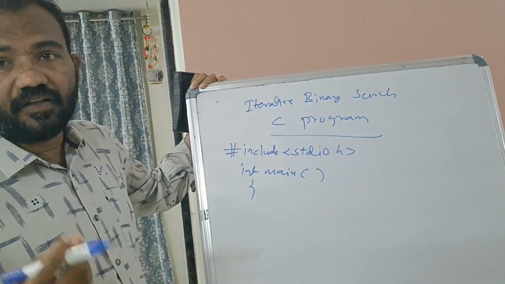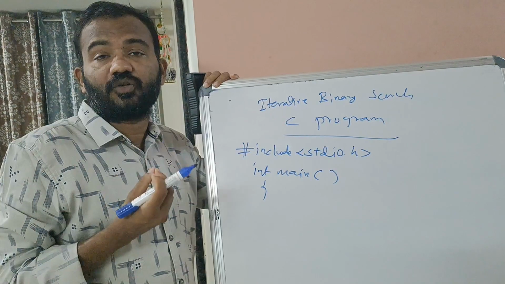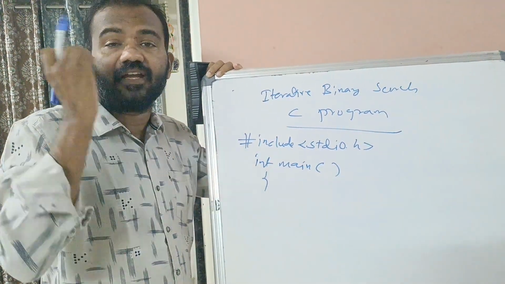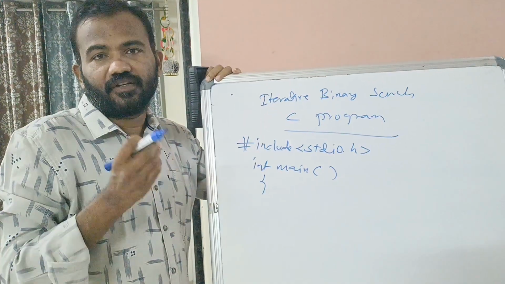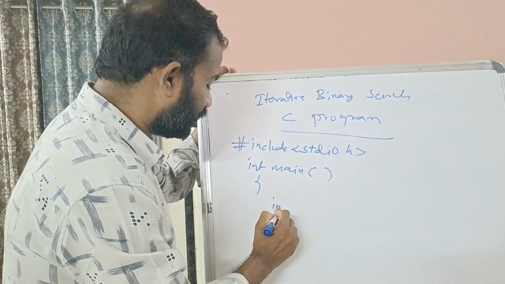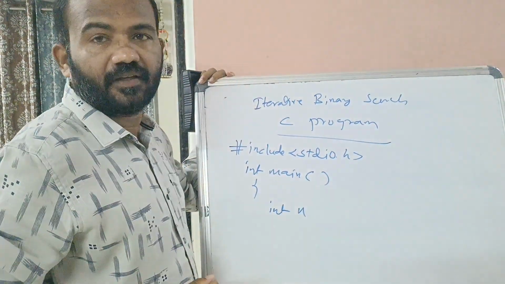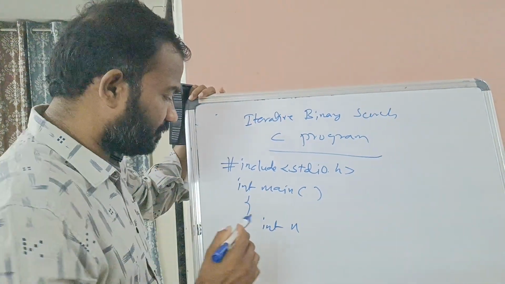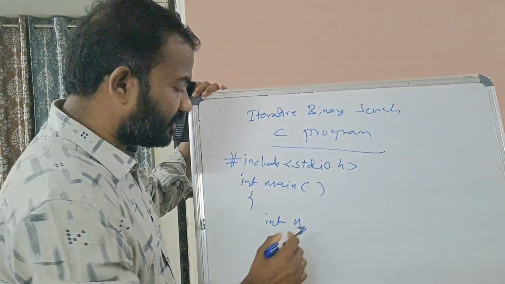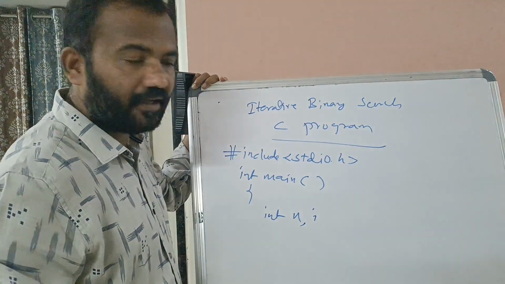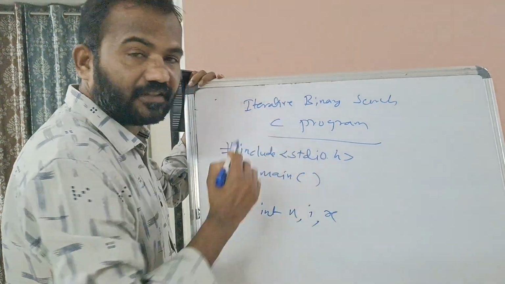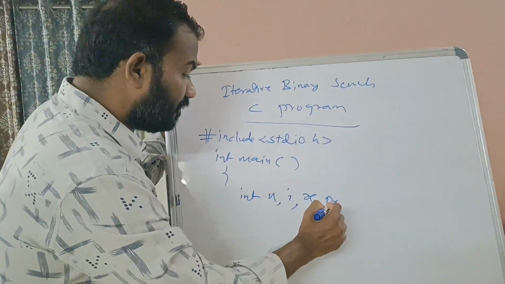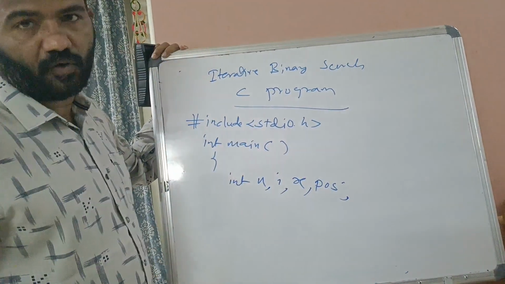So first of all, we have to declare the size of the array at the time of execution. So here simply I am going to take int n. This value n should be entered at the time of runtime execution. Whenever we are using functions, we need to take a temporary variable i, and the search element is x. Finally, we have to display the position, so pos.